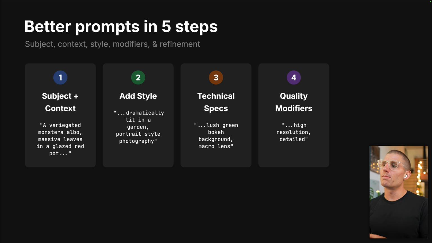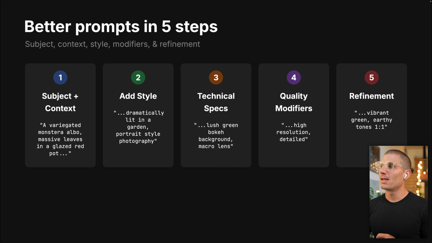We're going to go into quality modifiers. So we talked about subject, context, style, technical specs, and quality modifiers. These are new. High resolution, detailed. Might seem silly, but this actually works for AI generated photography. Refinement. Vibrant green, earthy tones, 1-to-1. So some more refining adjectives there. And an aspect ratio, which we'll talk about as well.